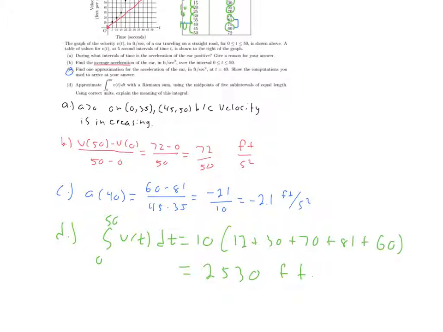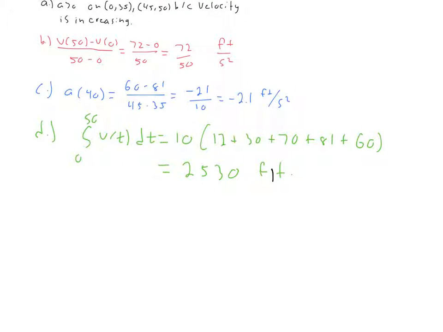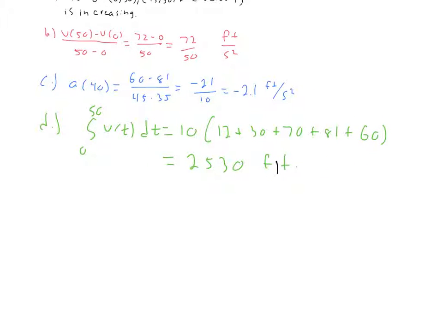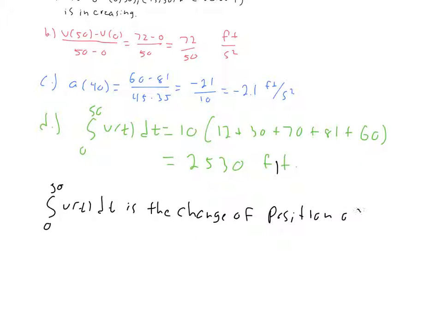And then what is this? If we take the definite integral of velocity, well then we could either use the word displacement or we could say it's the change of position of the car. So the integral from 0 to 50 of v of t dt is the change of position of the car in feet from t equal to 0 to t equal to 50 seconds.